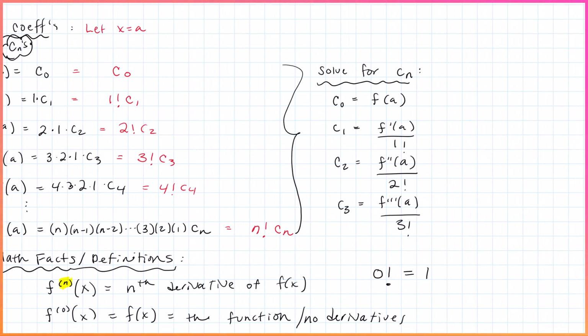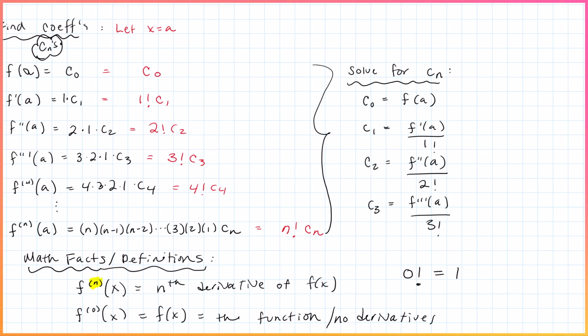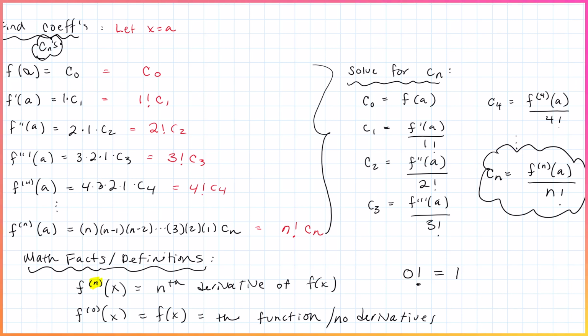And when I take the fourth, it went right off the screen, so let's scoot that over just a little bit. The fourth coefficient, C4, is going to be equal to the fourth derivative of the function evaluated at a over 4 factorial. And the pattern that we're seeing is that if we take the nth derivative evaluated at a and divide by n factorial, we will have a formula for the coefficients of our power series. So if we have a differentiable function that we want to represent as a power series, if it has a power series representation, its coefficients are going to be the nth derivative evaluated at a over n factorial.